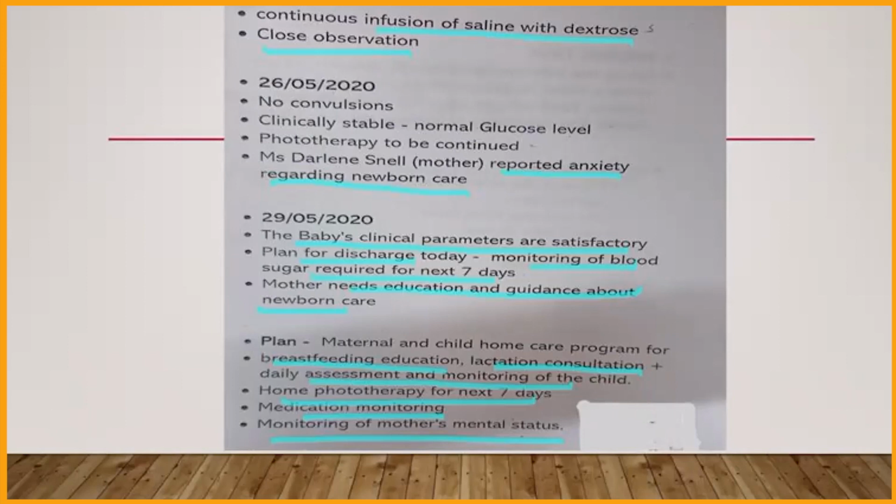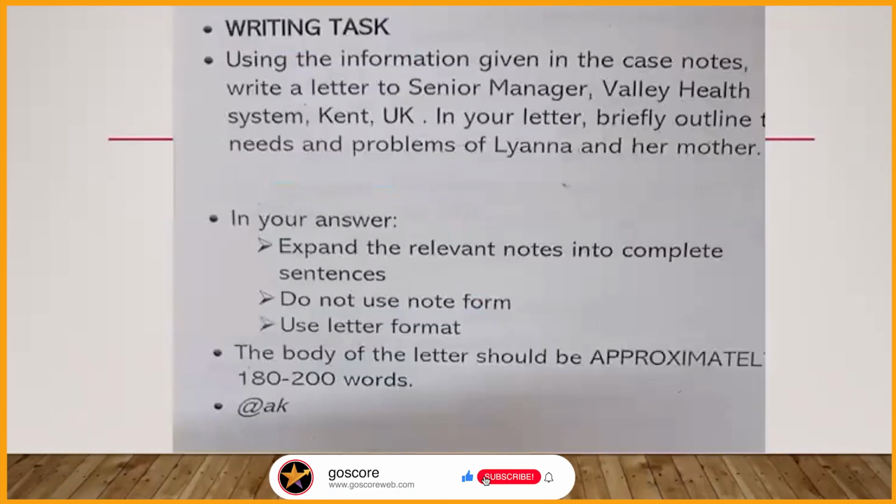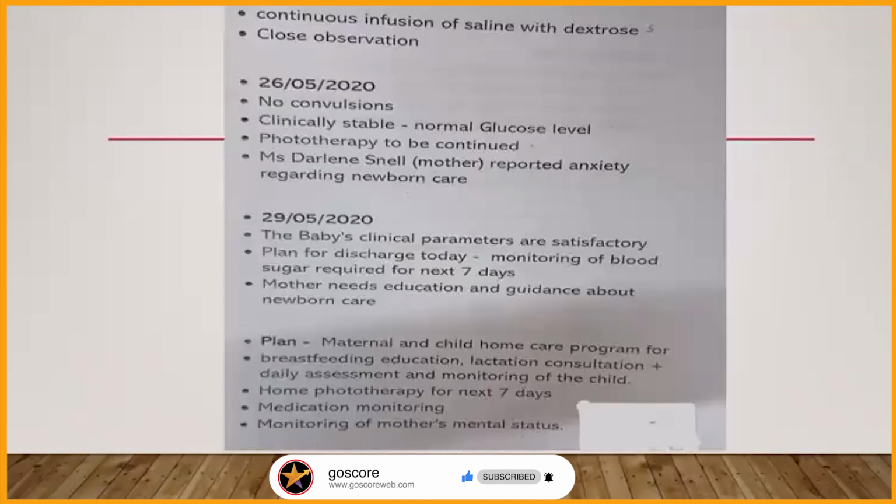That's what I said. In case the writing task does not specify the purpose with clarity, go on to the plan. Okay. And so I want you all to give me the address. Let's start writing the letter. When is the child getting discharged? 29. So that is the date.